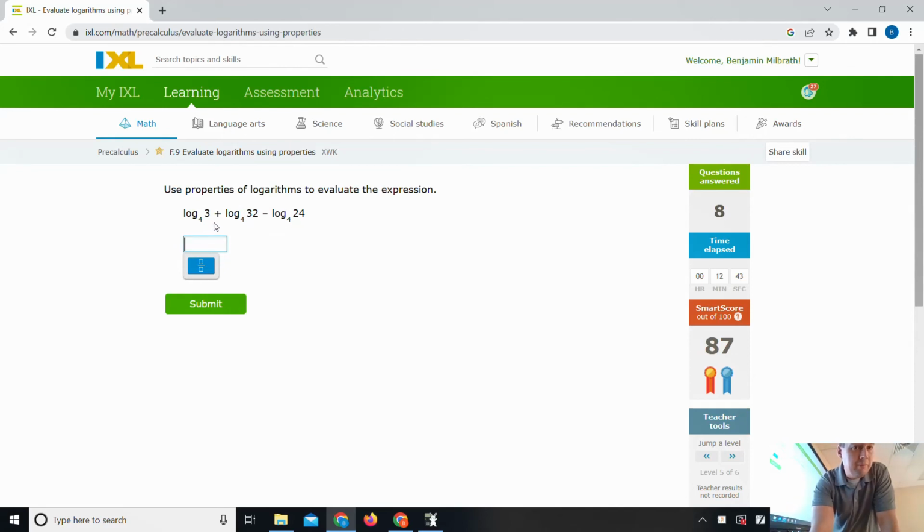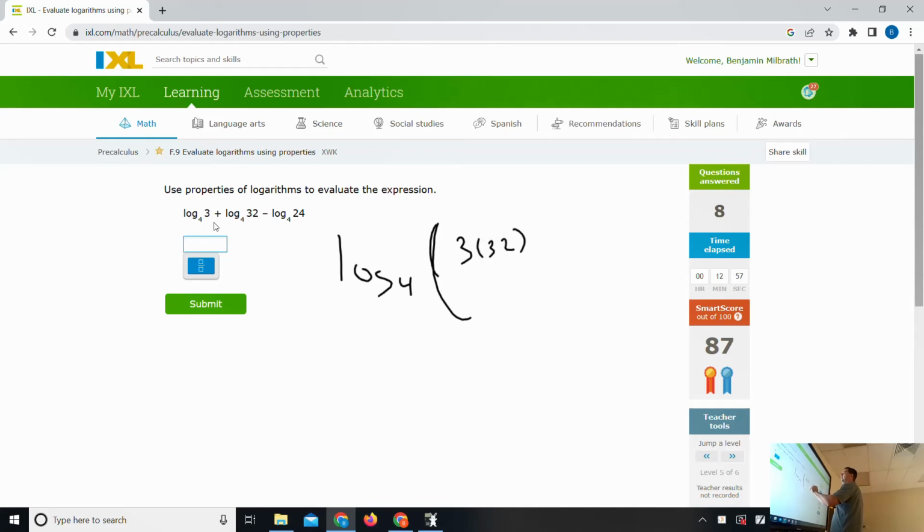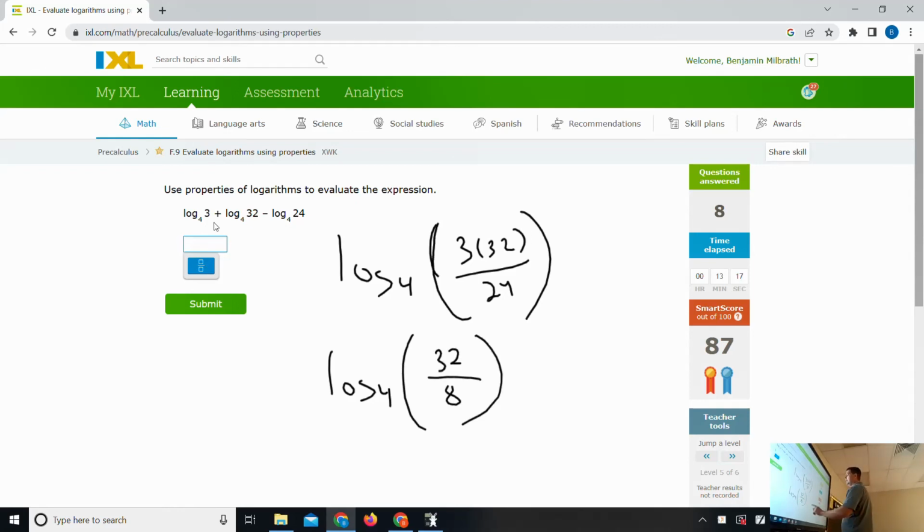Log base 4 of 3 plus log base 4 of 32 minus log base 4 of 24. We are permitted in the realm of logarithms to condense addition through multiplication and subtraction through division. So all I have to do is simplify those numbers. That's it. Nothing more. I'll kind of do it in multiple steps for you because I don't want to lose you. But 3 over 24 is 1 over 8. Okay, 32 over 8 is 4. And here's one of those silly ones. It's 1.